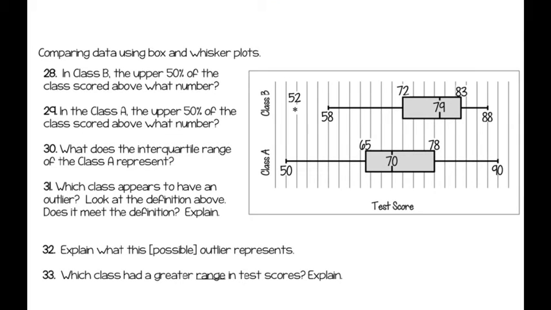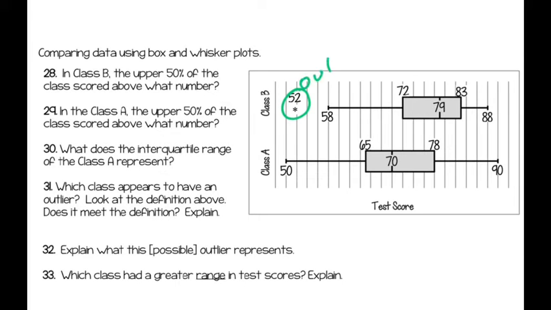Okay, so number 28, I've got 2 box and whisker plots on the same graph, and this is what you can do when you're comparing things. So I've got 2 classes, Class A and Class B, and I've got box and whisker plots for a test score. So one of the first things you might notice is that we have this.